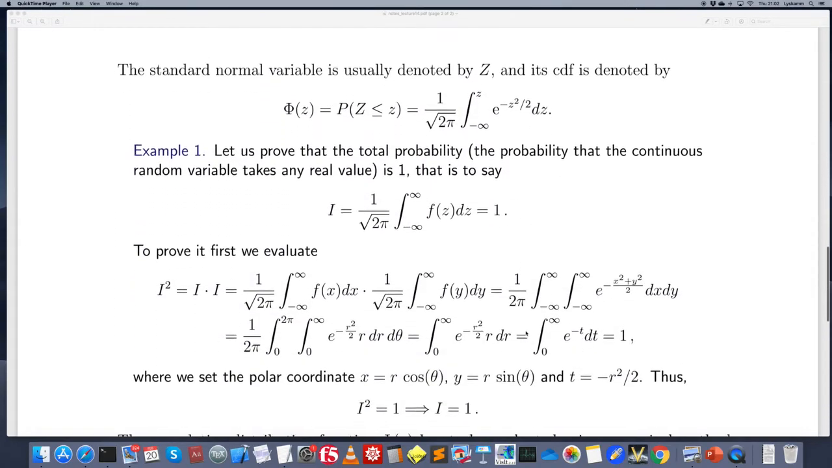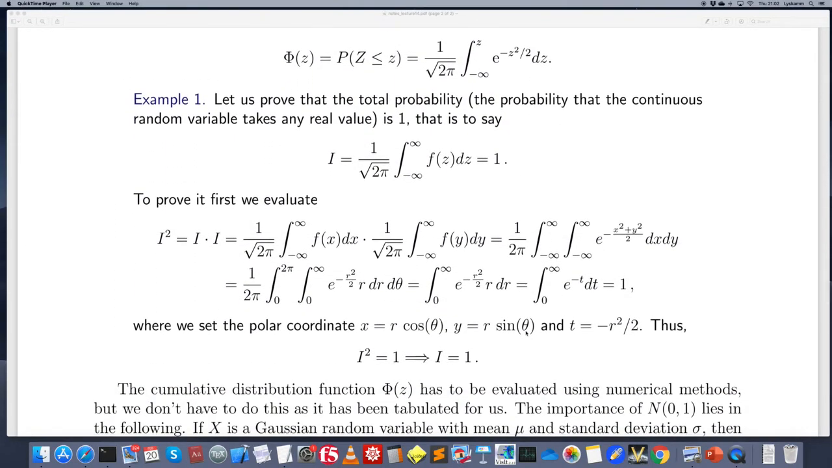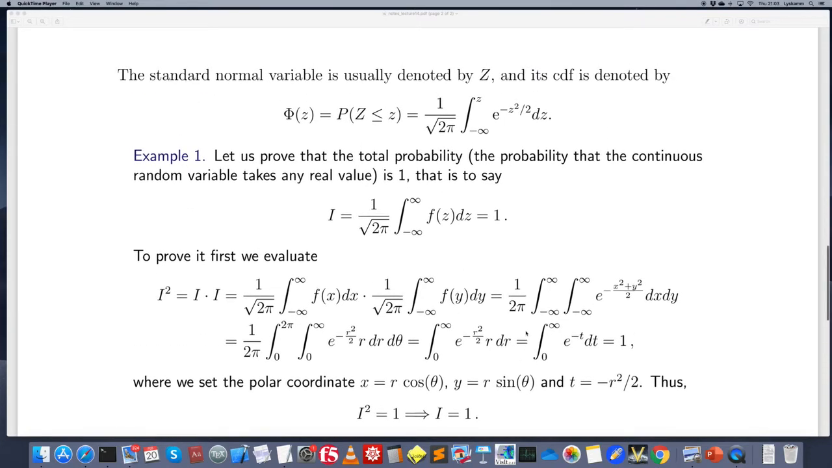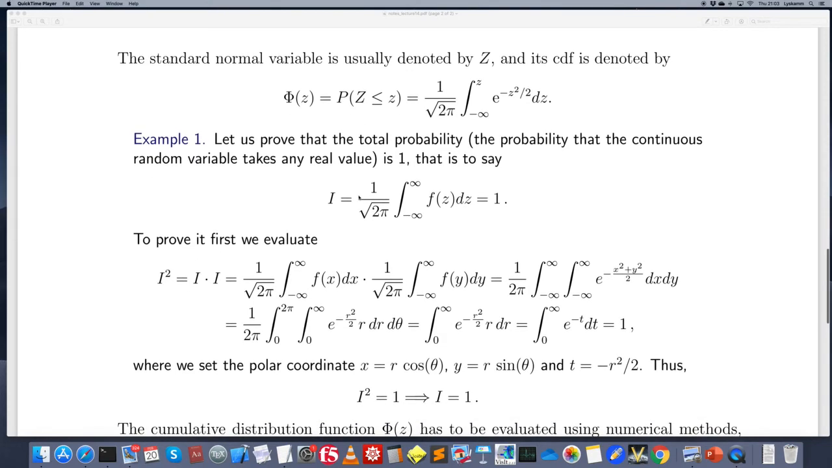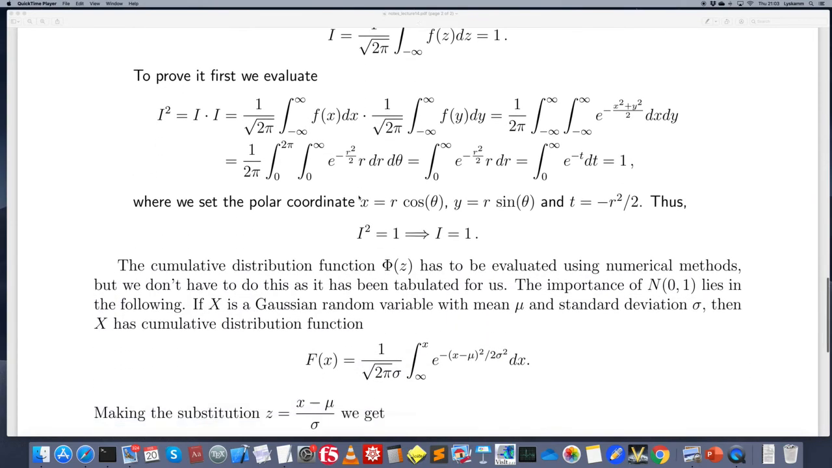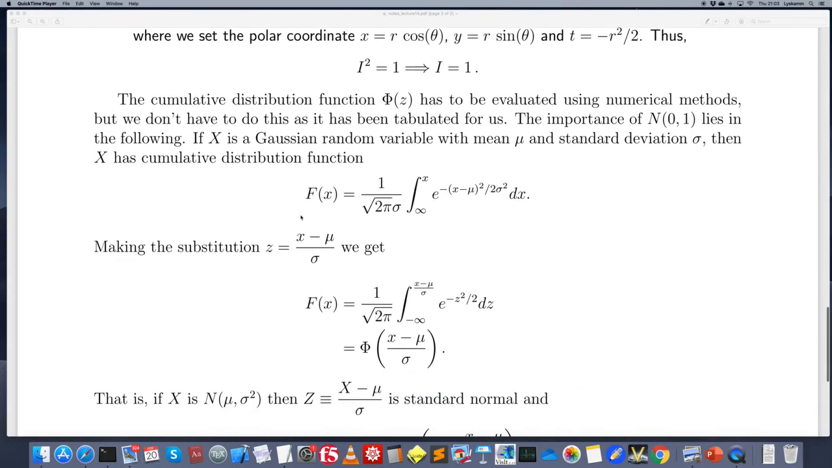Finally, we showed how to relate the generic Gaussian cumulative distribution function to the cumulative distribution function capital Phi of the standard normal random variable, which is the only one tabulated in the statistical tables. This relation makes use of the introduction of a new random variable z, which is defined as the Gaussian random variable x minus its mean divided by the standard deviation sigma.